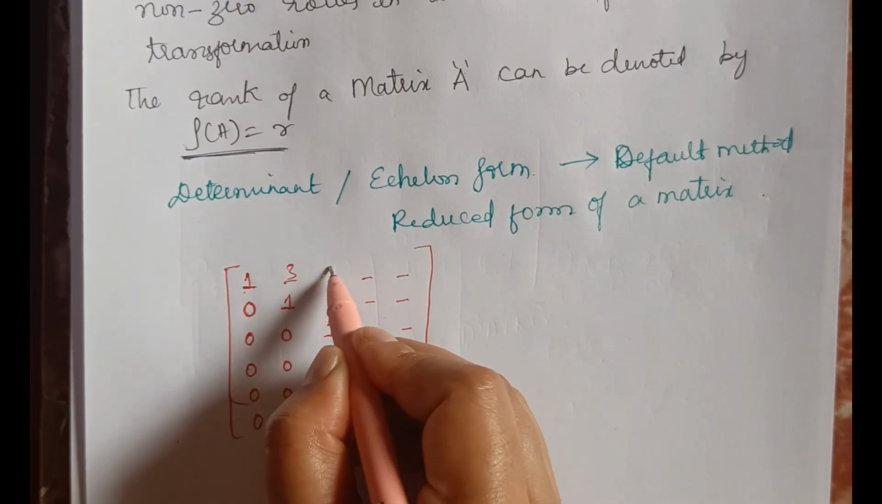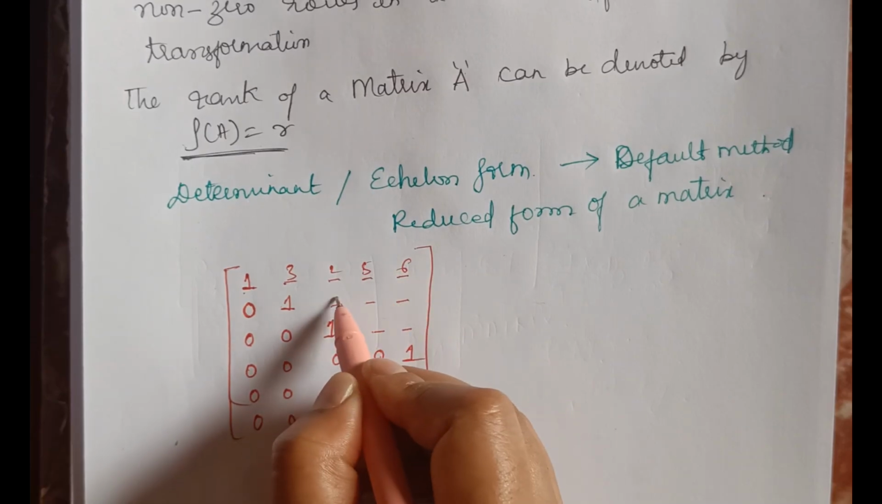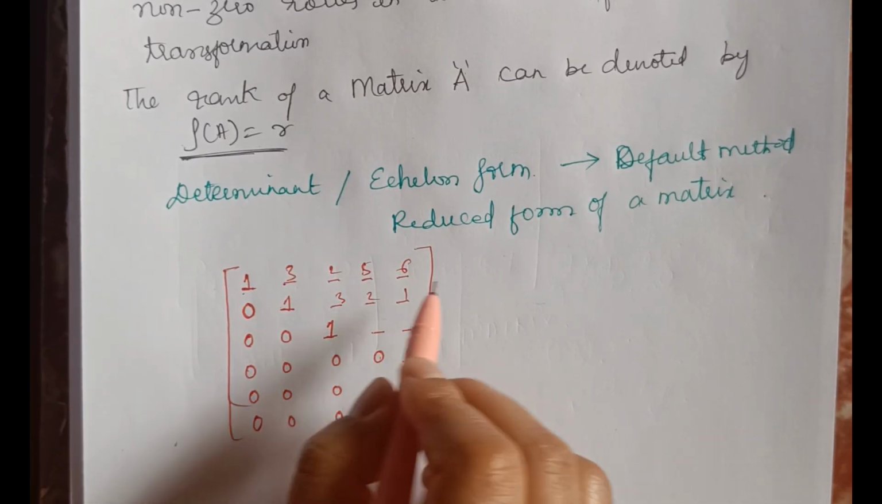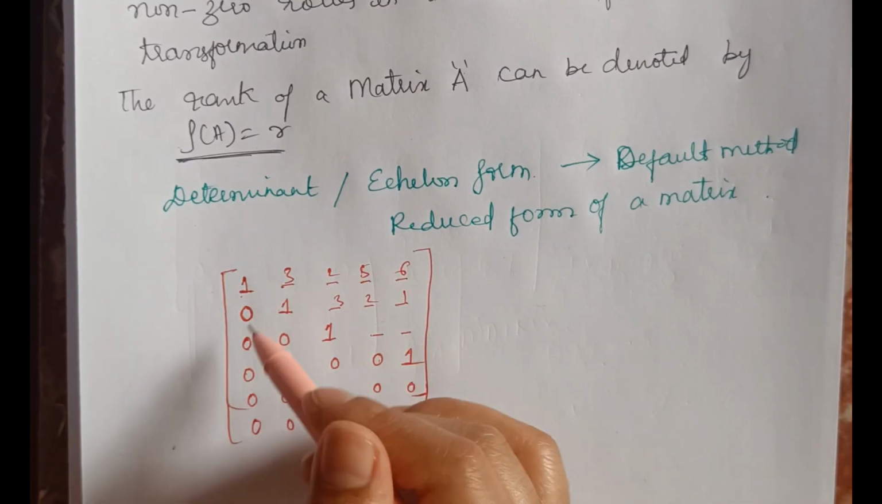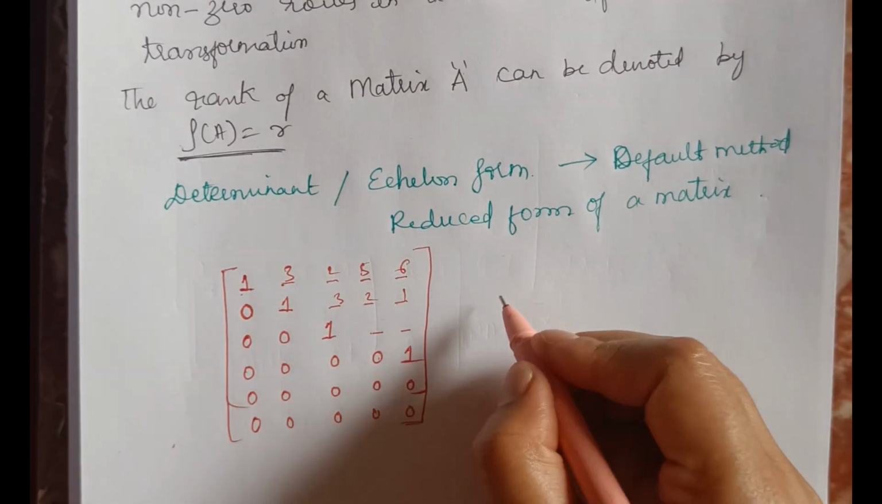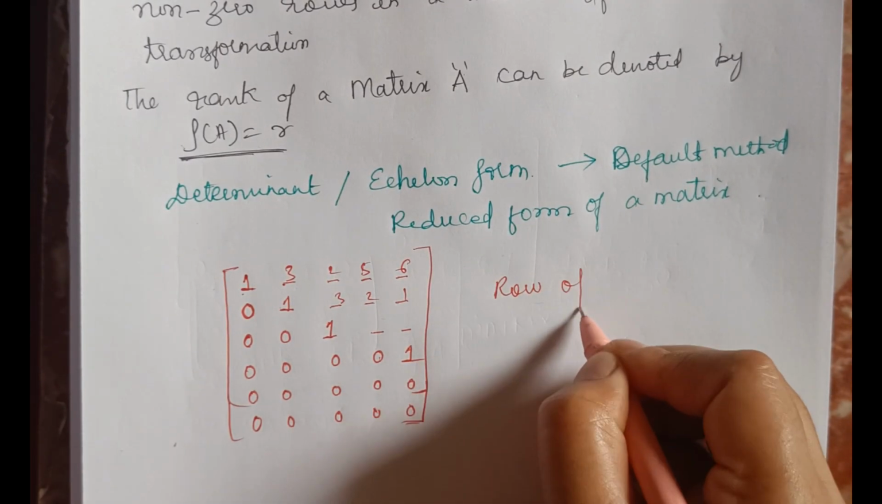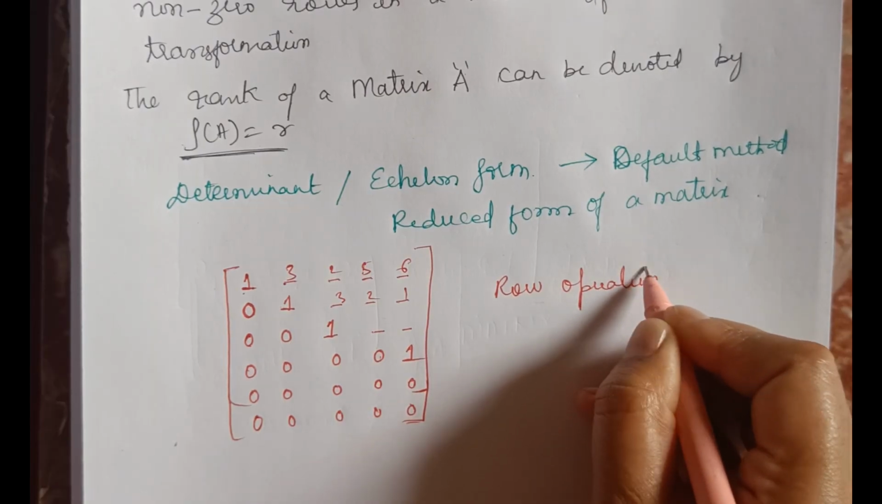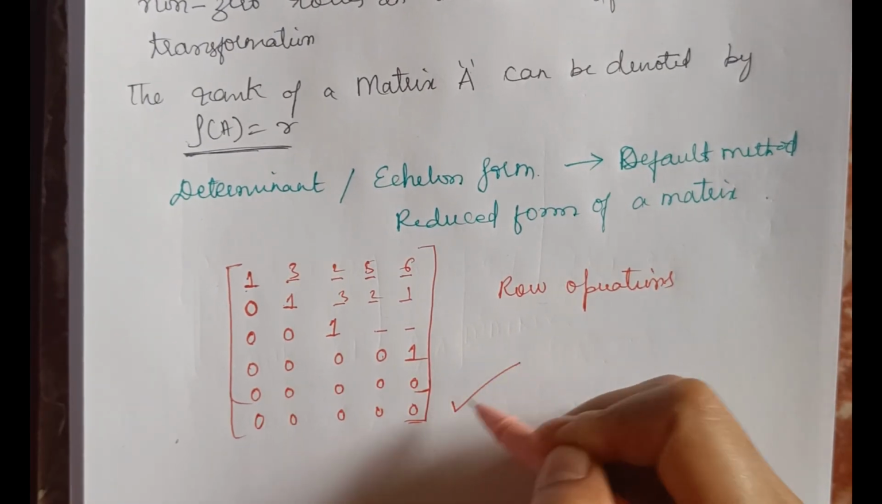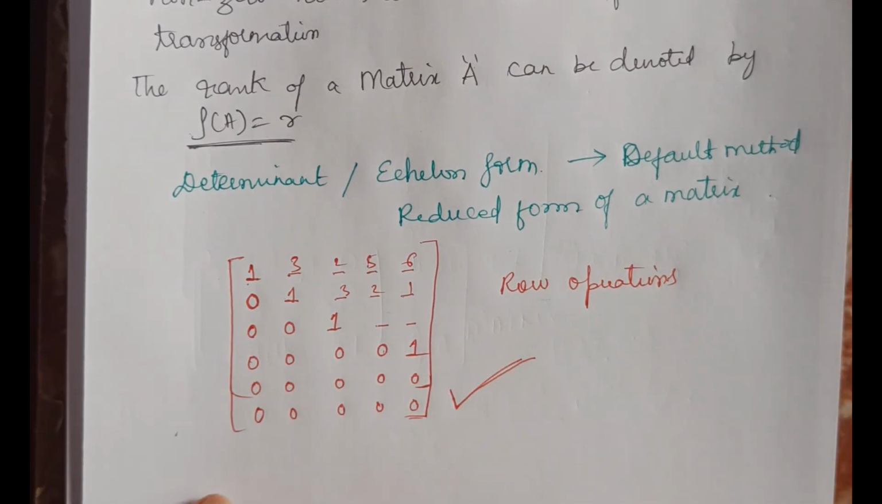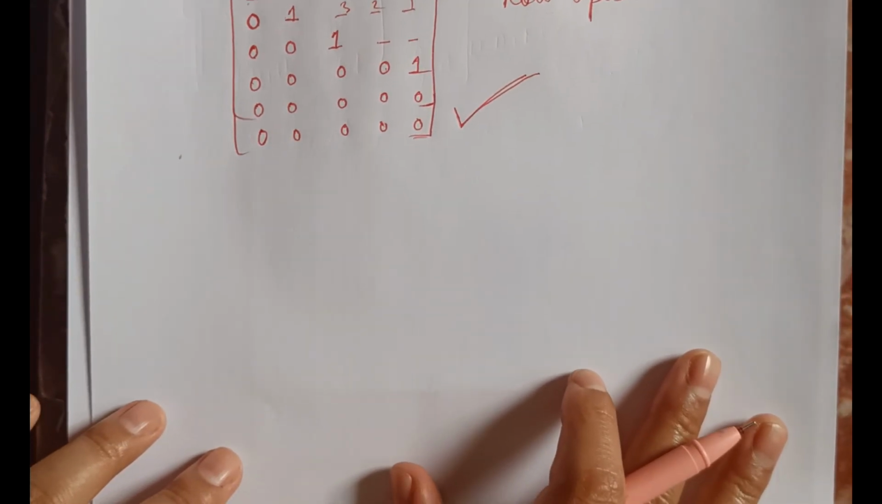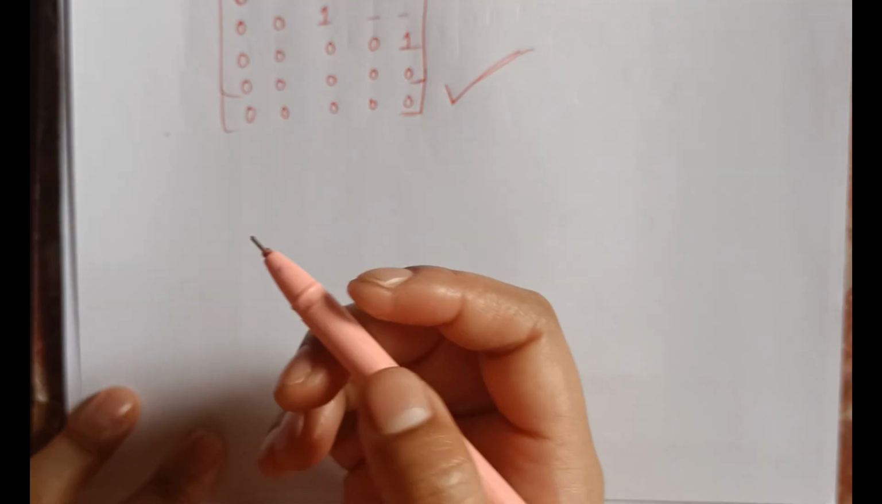Here you can have 3 2 5 6, 3 2 1, anything, any number. So this is how your echelon form looks. Do any row operations, but you have to get your matrix in this form. Okay, so let me get started with one simple question.